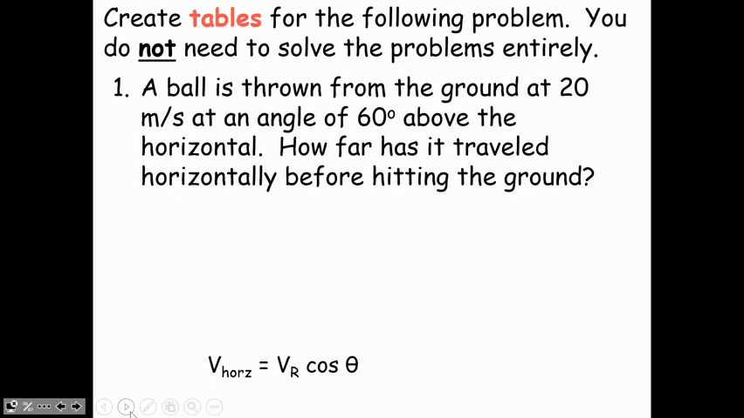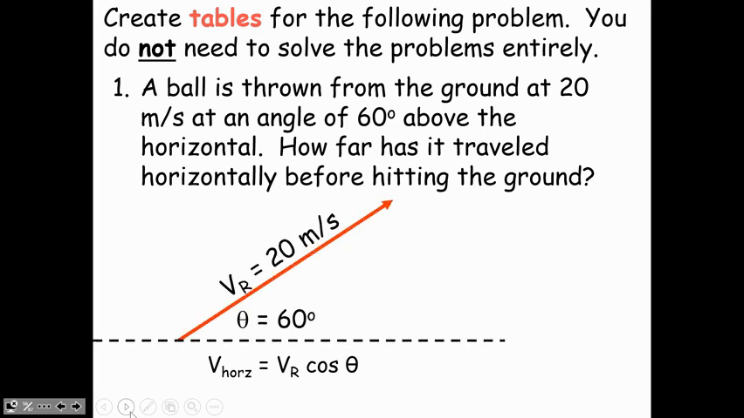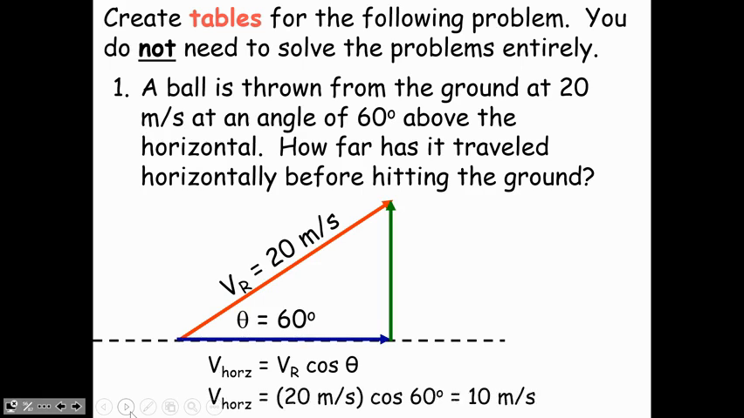Let's say that a ball is thrown from the ground at 20 meters per second at an angle of 60 degrees above the horizontal. How far has it traveled horizontally before hitting the ground? Well, if we draw our diagram, we can see that we have a velocity pointing at an angle of 60 degrees that has a length of 20 meters per second. And the first thing you need to do with these types of problems is solve for the components of that resultant velocity.